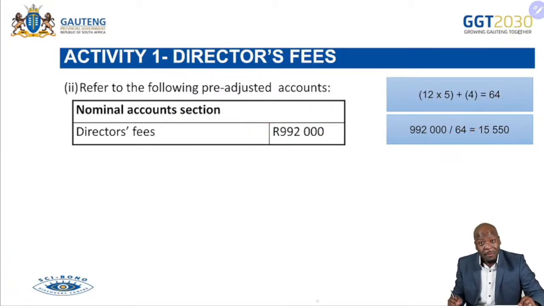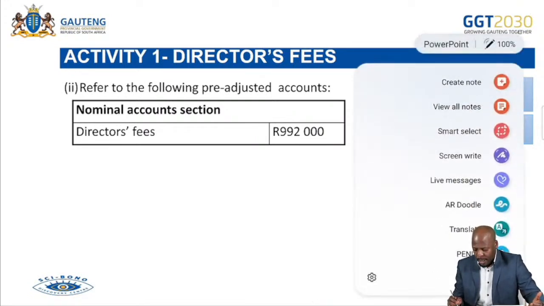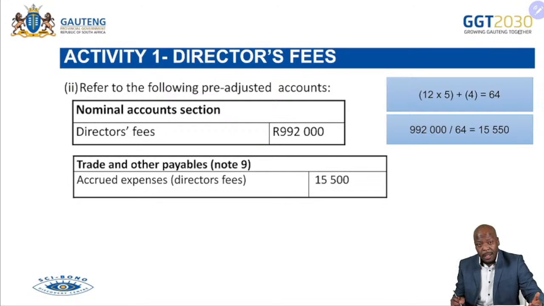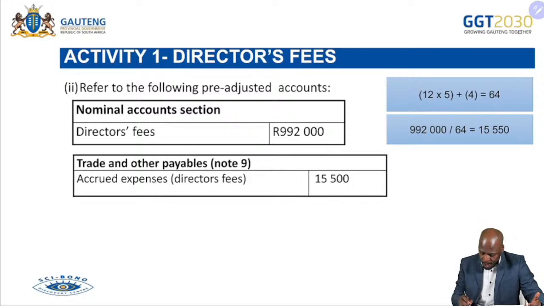Okay, let's see how this would appear in the statement of financial position. Our calculation will remain the same, but now we ask, how is this going to appear in the statement of financial position? Accrued expense. So it becomes part of my trade and other payables, so it comes to my note number 9. What do I say? Accrued expense, that is my director's fees. I'm bringing in that 1 month. We are still owing for that 1 month. So I say 15,500. Okay? Are we still together? Thank you. All right, let's go on to the next aspect.